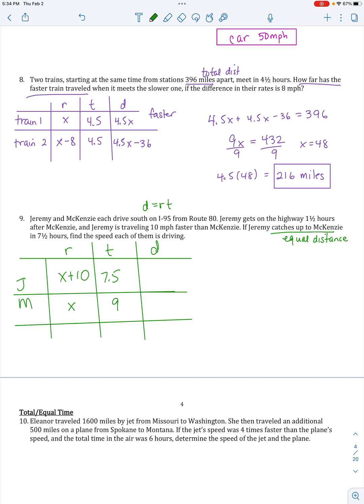Distance equals rate times time. So when you multiply those two columns, you get 7.5x plus 75 for Jeremy's distance and for hers, you get 9x. Since it's equal distance, you just set those equal. When you solve it, you get x equals 50. So that was Mackenzie's rate. And Jeremy's rate was 60 miles an hour.